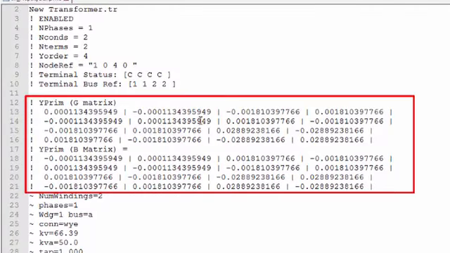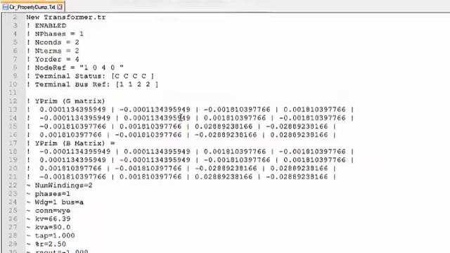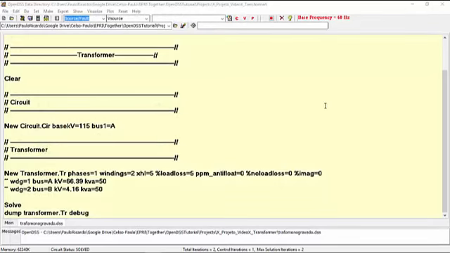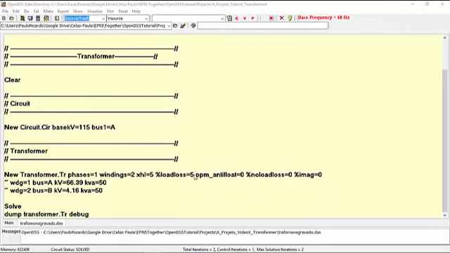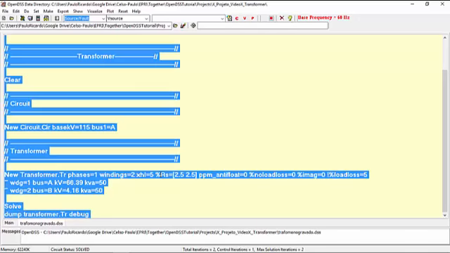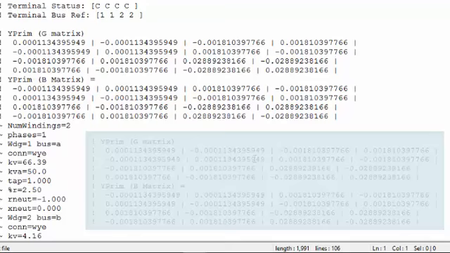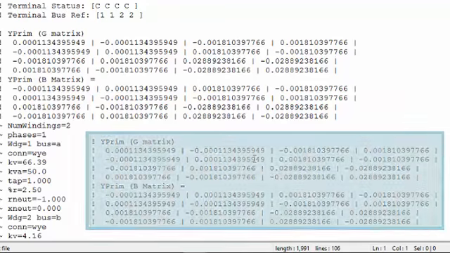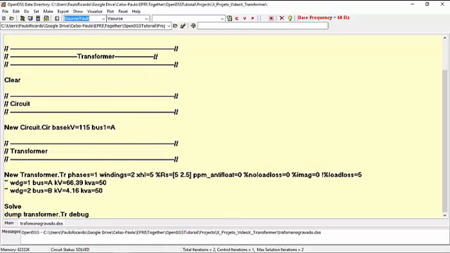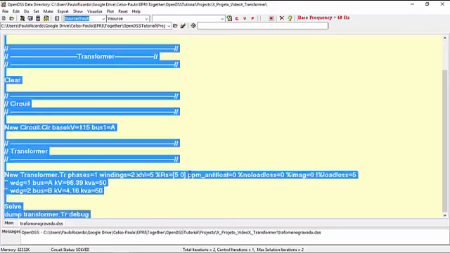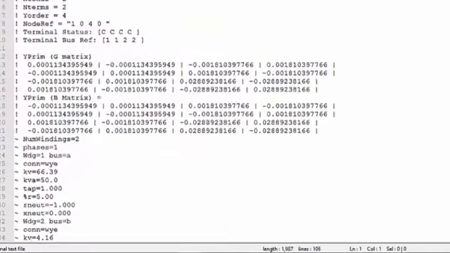You can also define the load losses by using the parameter %RS. As I've shown earlier, percent load loss is equal to percent R1 plus percent R2. Then, for example, setting both percent R1 and percent R2 equal to 2.5, we should get the same Y primitive matrix. If we set percent R1 to 5 and percent R2 to 0, we get the same Y primitive matrix as well.